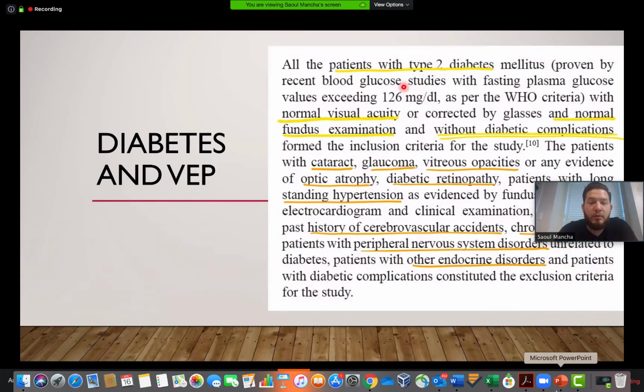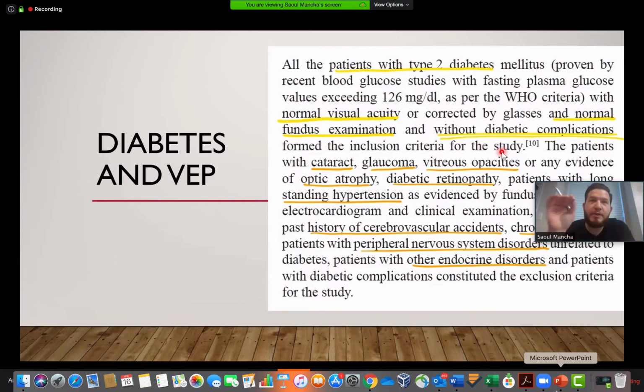Here we see their inclusion criteria: type 2 diabetics proven to have plasma glucose levels above 126 milligrams per deciliter. One thing I didn't really like about the study is that they didn't mention what that normal visual acuity was, right? They didn't say if it was 20/20 or 20/25. They just said these patients had normal visual acuity and a normal fundus exam without diabetic retinopathy, without any kind of complications.